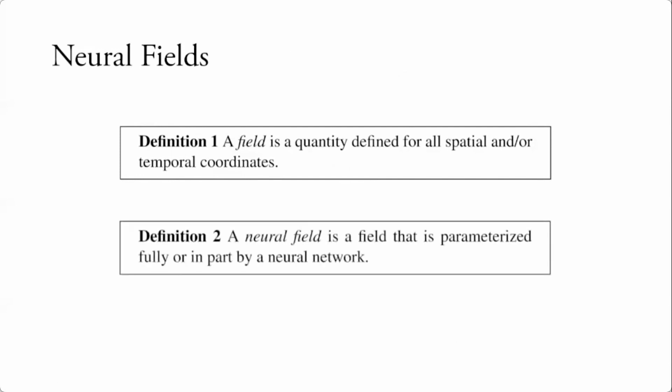Okay, so then what's a neural field? Well, a field, we know from physics, is some quantity defined from space and time, or spatial and temporal coordinates. Okay, and so then a neural field is a field that's parameterized fully or in part by a neural network. So let's see what that means.